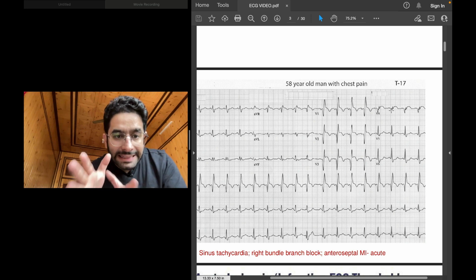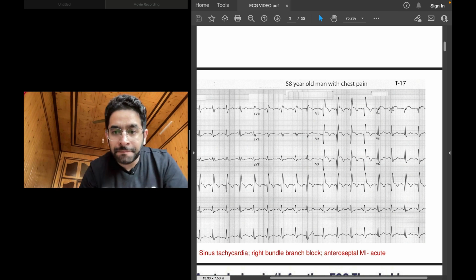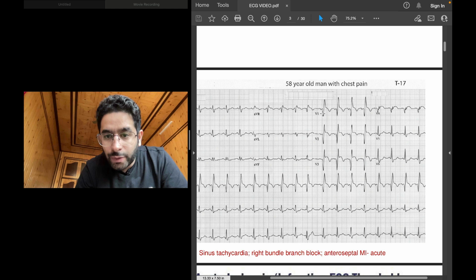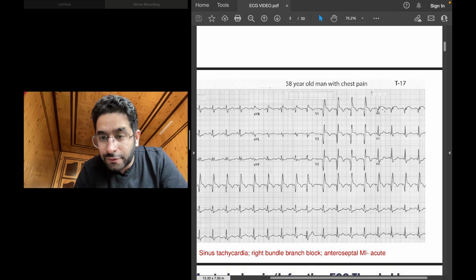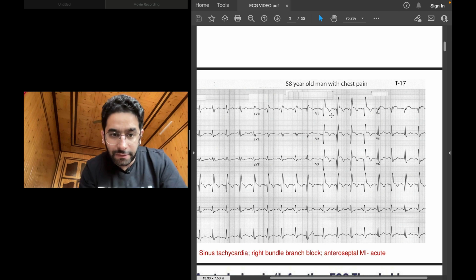are the anterior precordial leads, right? So you can appreciate Q waves have formed in these leads, and there is some residual ST segment elevation. You can appreciate ST segment elevation in V1, V2, V3, even V4. And there's T wave inversion. So this is an anteroseptal ST elevation myocardial infarction.